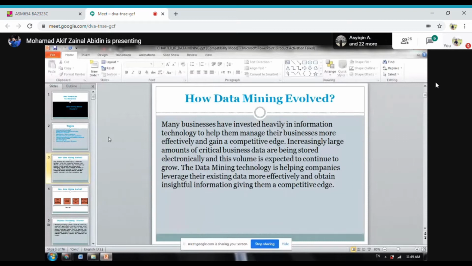Many businesses have invested heavily in information technology to help them manage their business more effectively and gain competitive advantage or gain competitive edge. So a large amount of critical business data are being stored electronically, and this volume is expected to continue to grow. Okay, companies leverage their existing data more effectively and obtain insightful information, giving them a competitive edge. Okay, this is how data mining is applied in business. Next is the history of data mining.